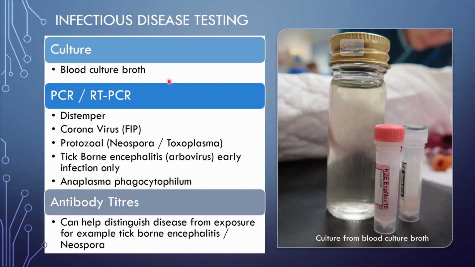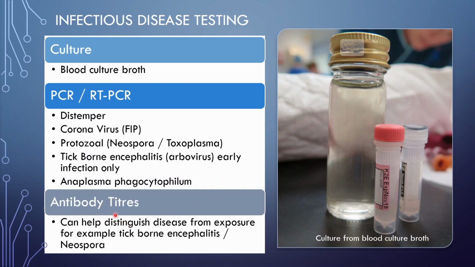You can also test the fluid for infectious diseases using PCR or reverse transcriptase PCR for the RNA viruses. So distemper, coronavirus, protozoa, tick-borne encephalitis, only early in the infection for that one. And anaplasma are the tests that are more routinely available. We don't usually test for these routinely. We test because it's expensive. We test them really if we suspect that this might be the case.